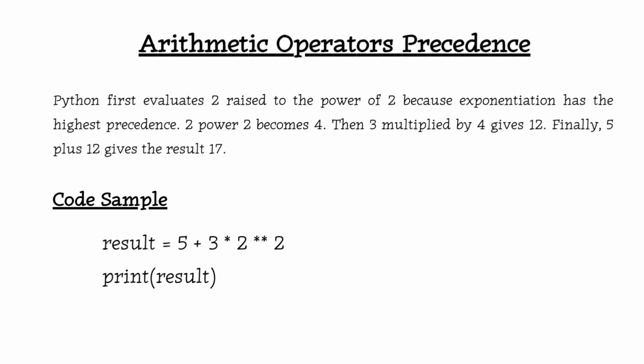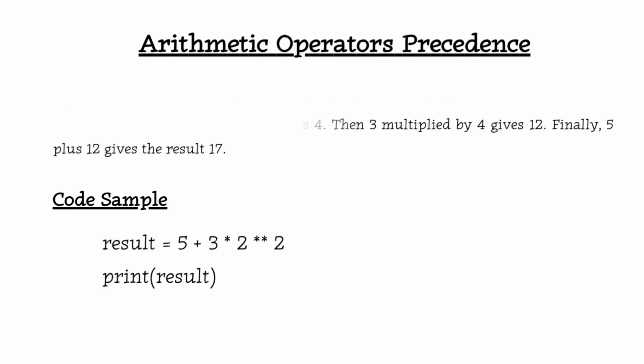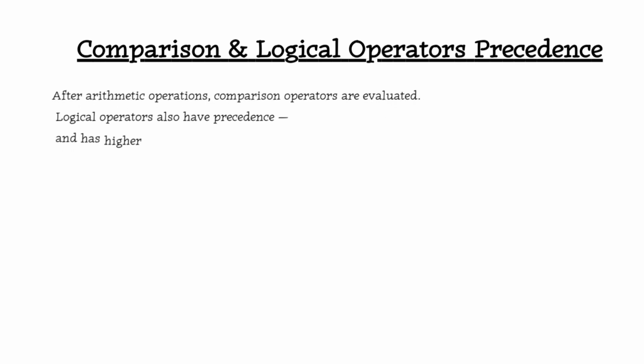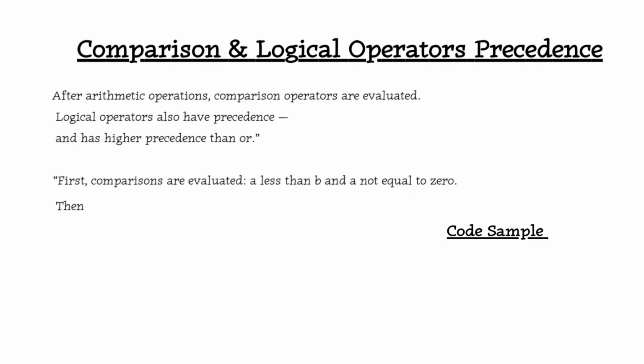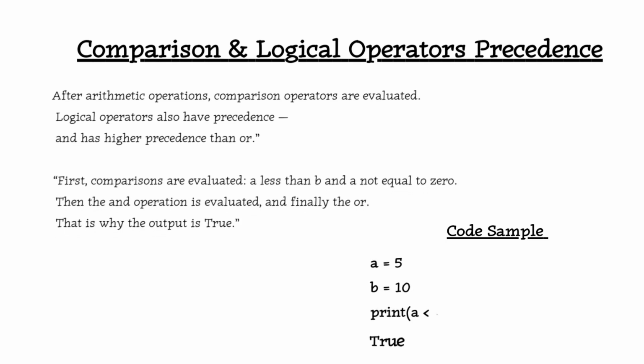This is how arithmetic operator precedence works, from higher priority to lower priority, using the arithmetic operators in Python. Now let's talk about the comparison and logical operator precedence. After arithmetic operations, comparison operators are evaluated. Logical operators also have precedence, and the AND operator has higher precedence compared to the OR operator. For the same, I have shown a small code snippet on the screen. Just bear with me, I will explain the execution flow.